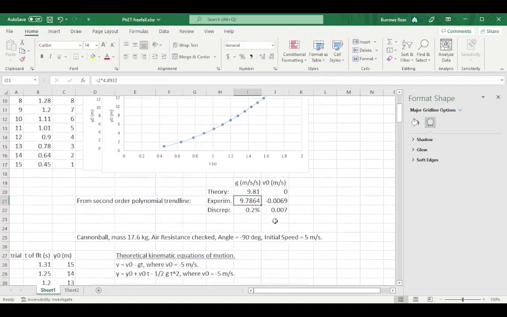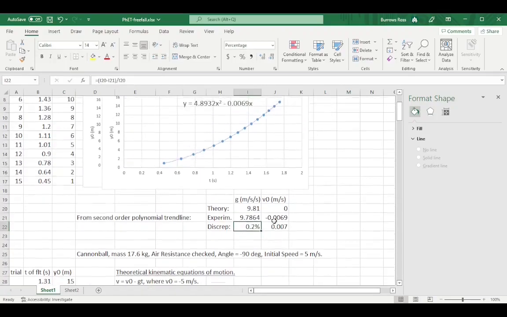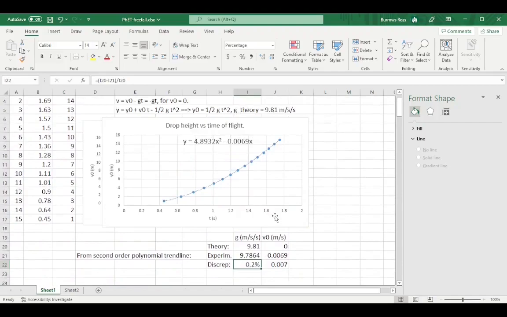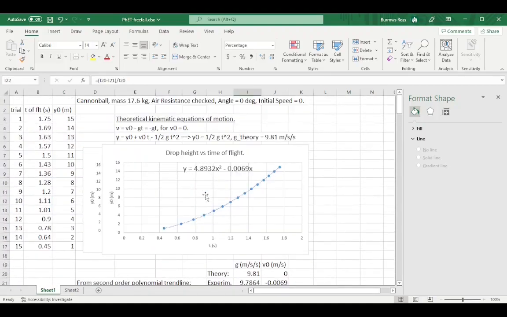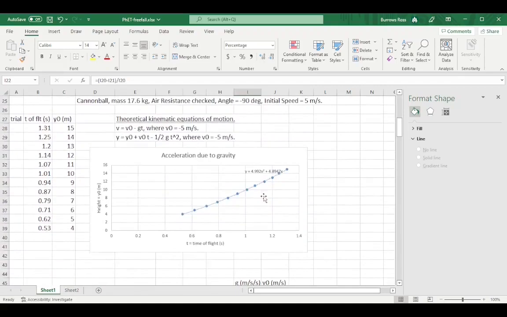So what's g? g is twice that. So it's 2 times 4.893 experimentally, with a discrepancy of 0.2%. So that's the first part of the experiment done with the cannonball. Then the next part of the experiment is to repeat it but shoot the cannonball straight down. We'll do that just to verify that the acceleration due to gravity doesn't depend on an initial velocity. It seems like maybe it's obviously true, but let's be sure, since we can do so experimentally.